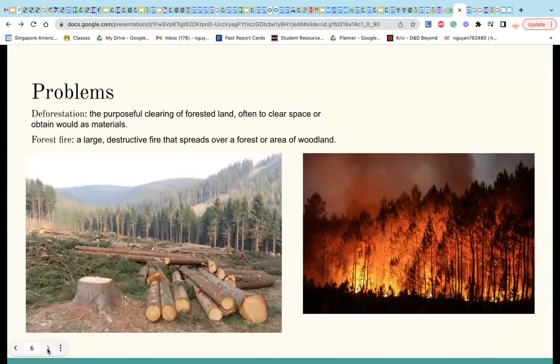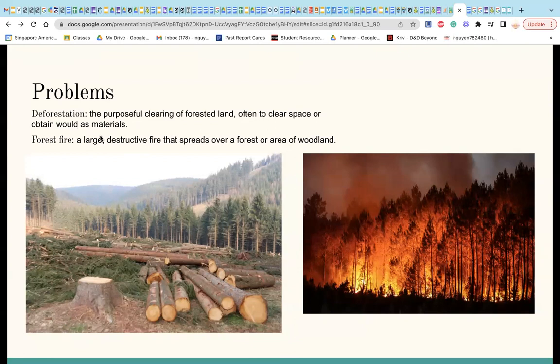One last slide. And then we have problems concerning trees, because humans are idiots. The first problem we have is deforestation, which is the purposeful clearing of forested lands in order to clear space or obtain wood as material. Oops, I misspelled wood. It's WOOD, not WOULD. Those are completely different words. My bad. But yes, clear space, obtain wood as materials.